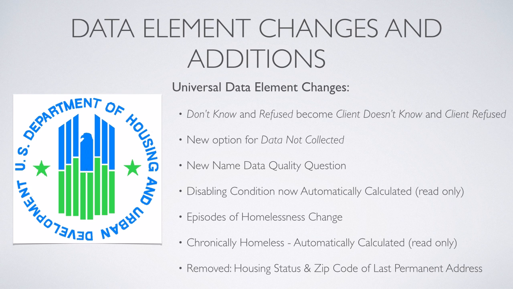There's also a new name data quality question. So where we've had before with social security number or birth date, because those are numerical values that are required, now the question will be asked whether or not their name is actually their name or whether it's partial or whether it's an alias. So that should help us out as well.